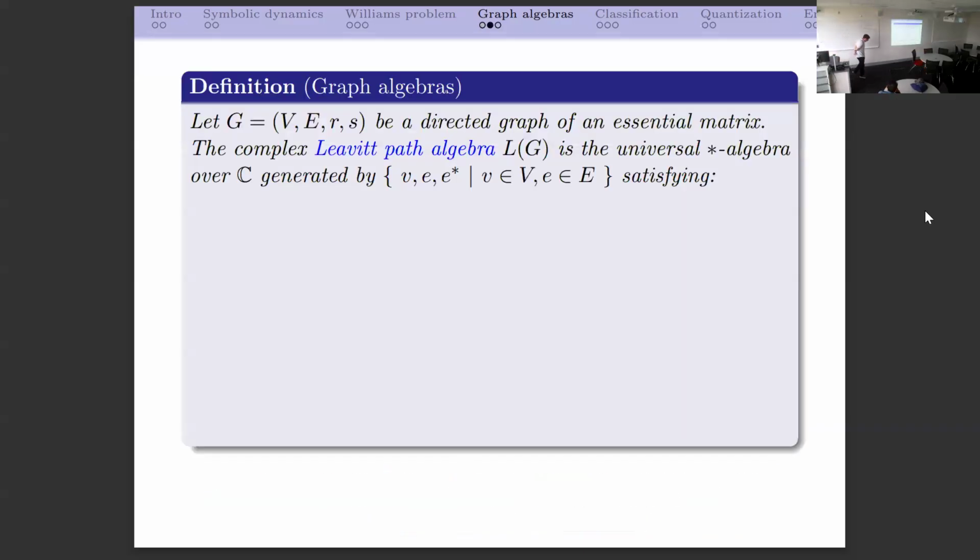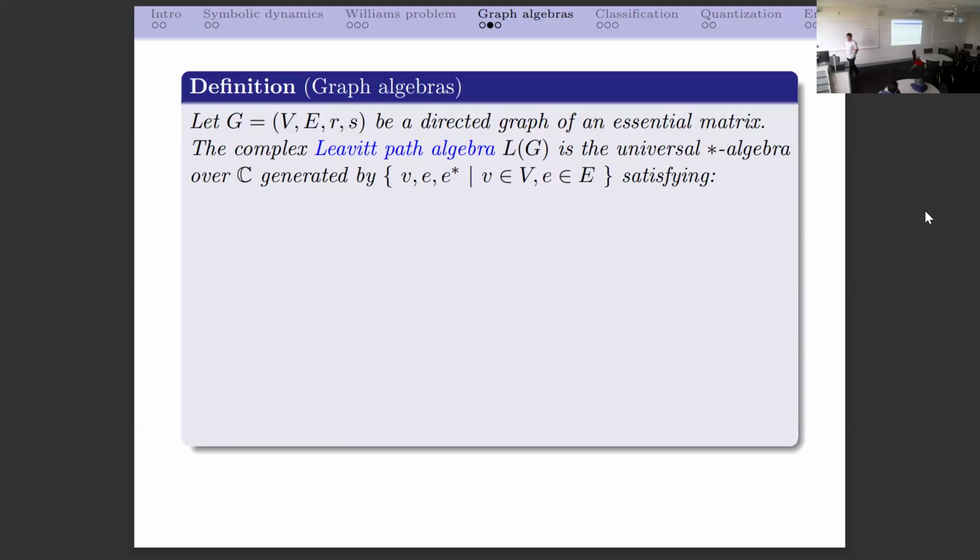So that brings me to the definition of a graph algebra. Okay, these are adjacency matrices that I have discussed so far, and I can associate to them a directed graph, and I'm going to use that directed graph to construct an algebra. It's called the Leavitt path algebra. I'm going to stick to Leavitt path algebras over the complex numbers, but of course you can define them over an arbitrary field. And they are just universal involutive algebras over the complex numbers that are generated by three types of symbols: vertices, edges, and reverse edges. These are the E stars.